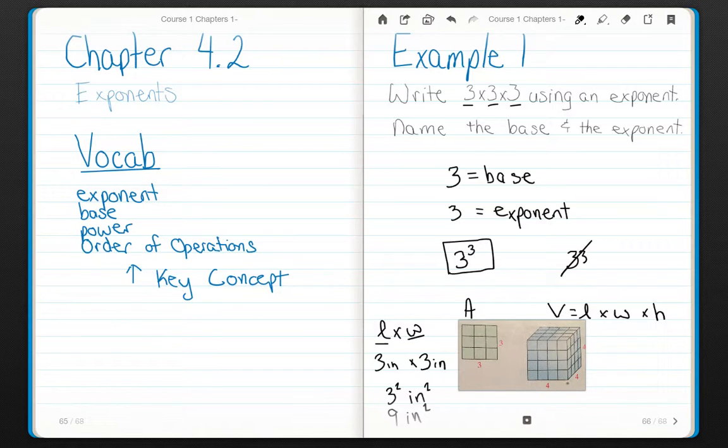Here I have 4 times 4 times 4, or 4 cubed, which happens to be 64. If I put units in there, it would be 4 inches times 4 inches times 4 inches. There are 3 inches, so 64 inches cubed. We use this when talking about volume. Volume is always cubed, and area is always squared. Okay, so let's apply that to example number 2.